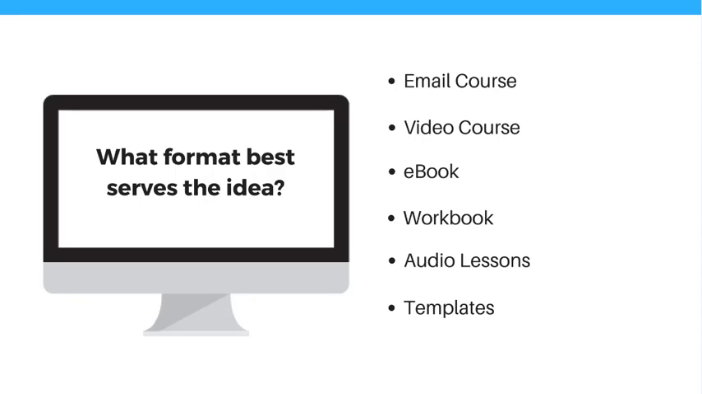So which format is best to serve your idea for an opt-in freebie? Well, we've already mentioned some of these. You've got an email course. They could sign up and then get 7 emails over a 7-day period. You could do a video course where they get a series of videos, or it could just be one video. You could give them a free ebook, a free workbook. You could give audio lessons in audio MP3 format, or you could give them templates and worksheets they could download, like a budgeting worksheet they could fill out and track their budgeting on. So those are the different ideas I would start with as far as formats go.